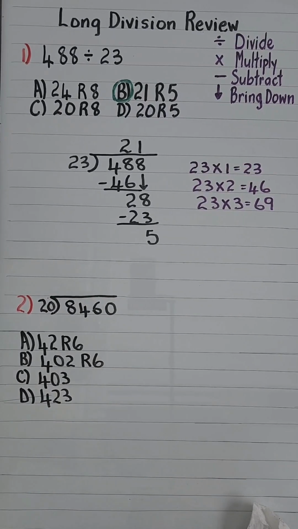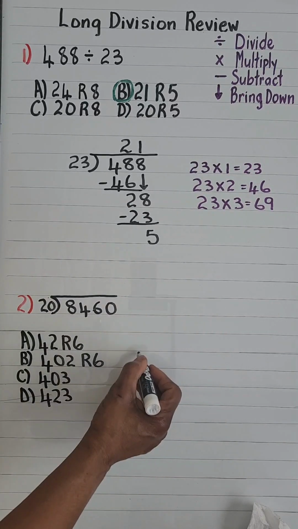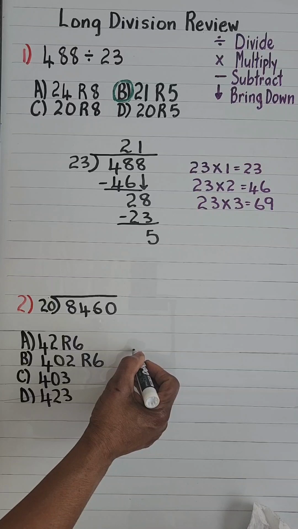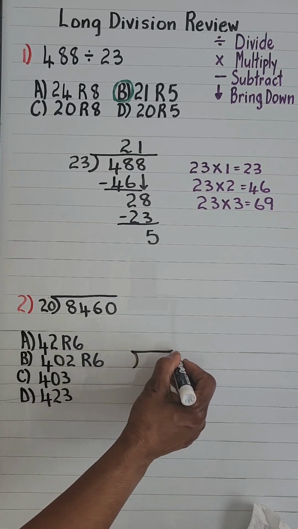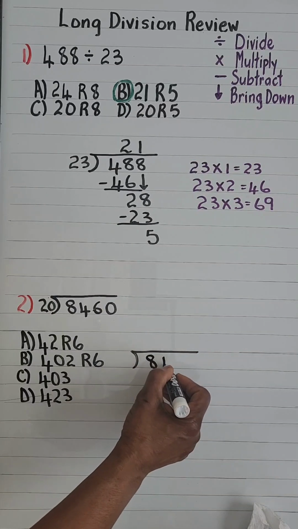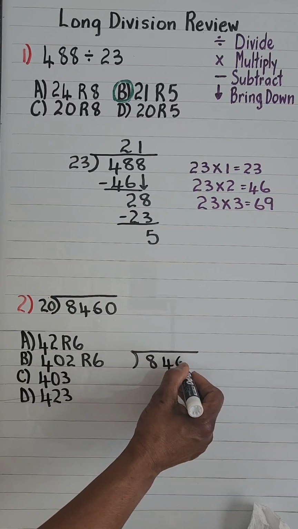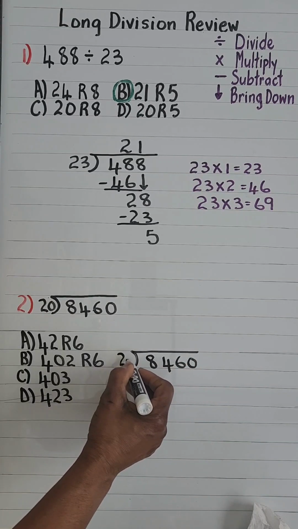Our second example, 8,460 divided by 20. So again, we're going to set it up the traditional way. 8,460, the dividend, and the divisor 20.